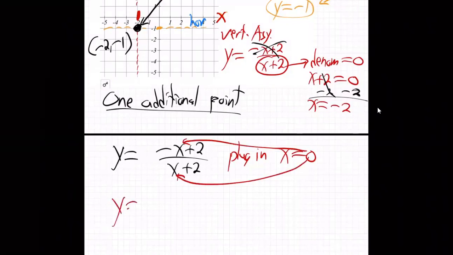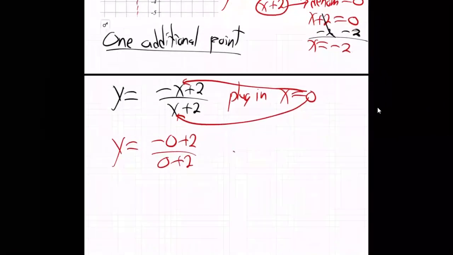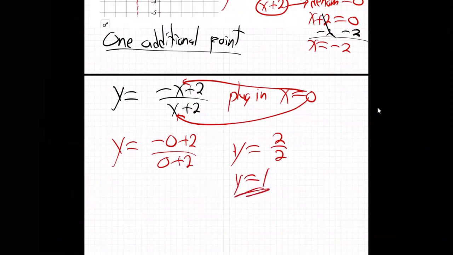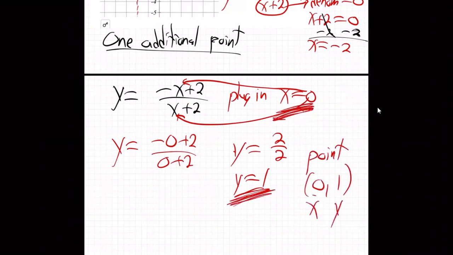What does y equal? Minus 0 plus 2 over 0 plus 2. So y will equal, that's just 2 over 2. So y equals 1. So in other words, that's the point over 0, up 1. Where did I get that? Because I plugged in x equals 0, and that led to y equals 1. So that's x 0, y 1. That's the point 0, 1.